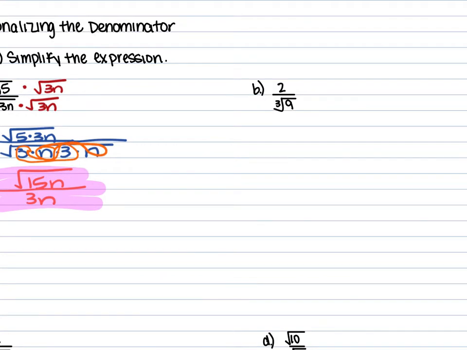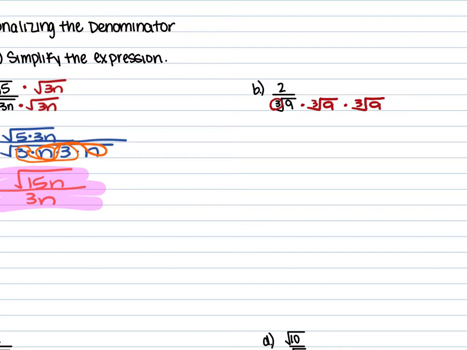For example, B, we have 2 over the cube root of 9. You cannot take the cube root of 9. The only factors of 9 are 3 and 3. That's 2, not 3 of the same number. Your index here is 3. So you are going to multiply the cube root of 9 by itself 3 times in order to cancel out the radical. Now you added on 2 cube roots of 9 on the bottom of your fraction to multiply.